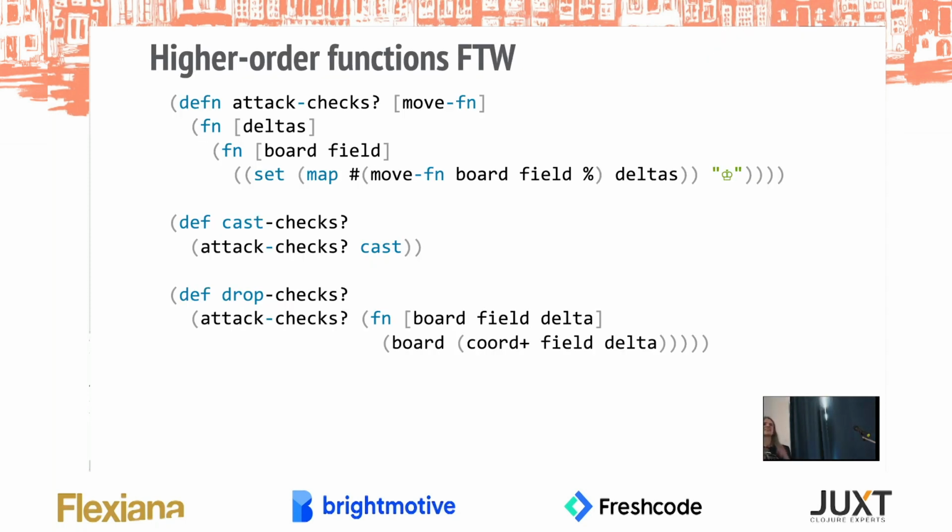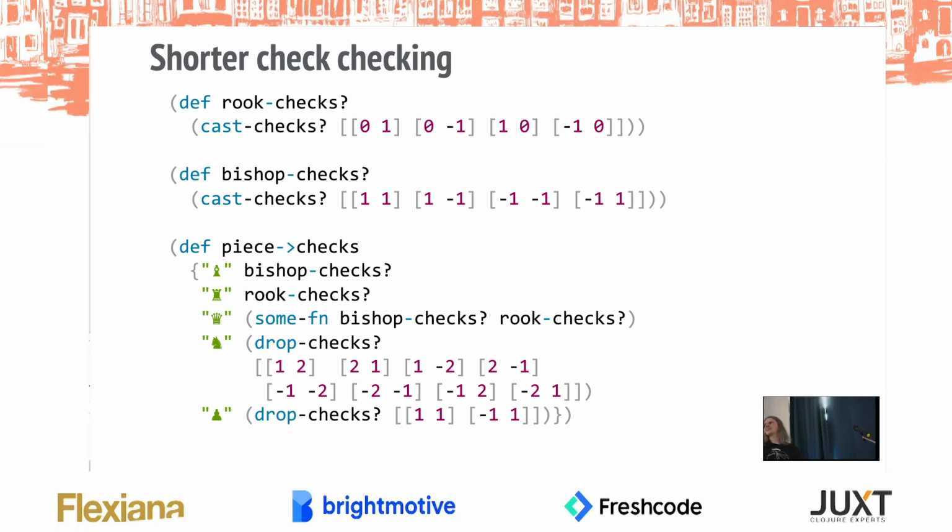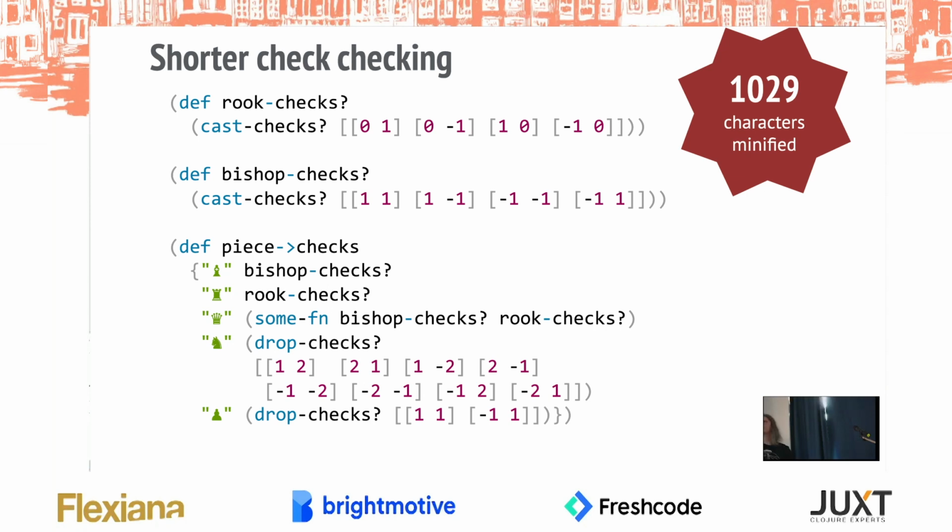So these custom drop functions share some similar logic, and we factor that out to a function called attack checks and write cast checks and drop checks in terms of it. And now we can fit all the chess logic on one slide. And see that I no longer have a separate queen checks function because I can rewrite it in terms of SumFn. So we're a bit shorter.